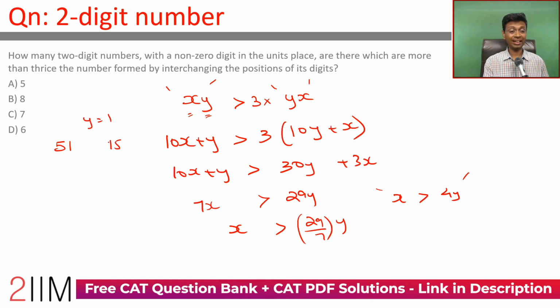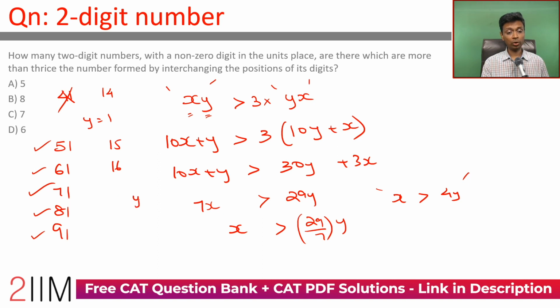51 is greater than 3 times 15. This works. 61, 3 times 16. This will work. 71, 81, 91. All of these will work. Let's just check 41 as well. 41 and 14. 14 into 3 is 42. Which doesn't work. These 5 numbers work.